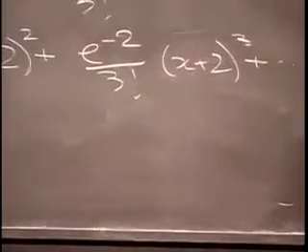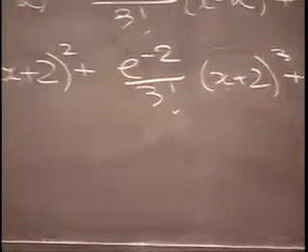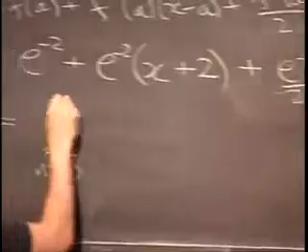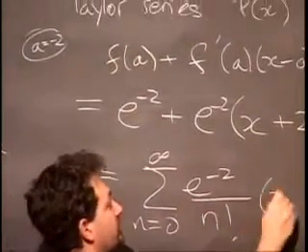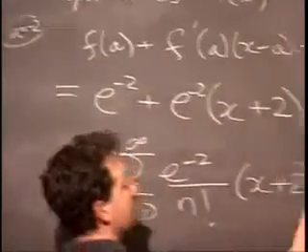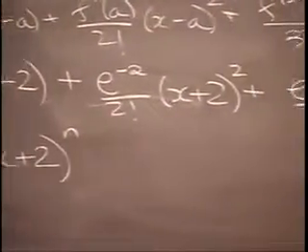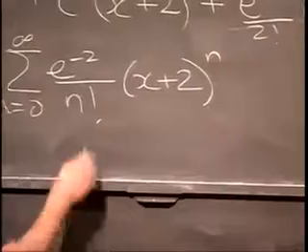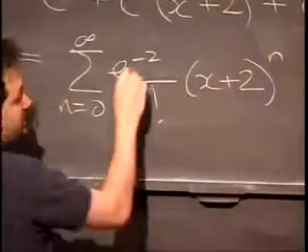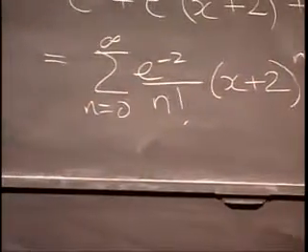If you want, you can get fancy and write it as a sum: e to the minus 2 over n factorial, x plus 2 to the n, and it never stops. Okay, so that's the complete Taylor series of e to the x about x equals minus 2. It's quite similar to the series about 0, but not quite the same. Instead of x to the n over n factorial, we have x plus 2 to the n, and we also have this extra factor of e to the minus 2 in every term.